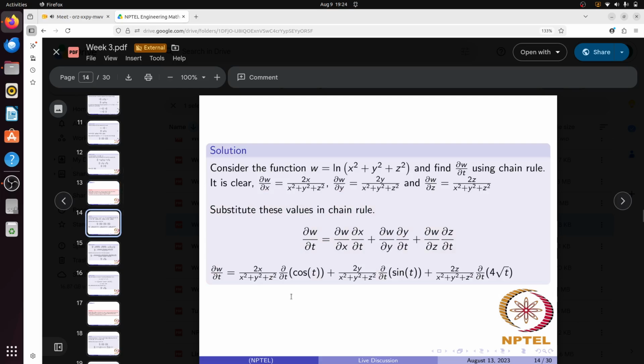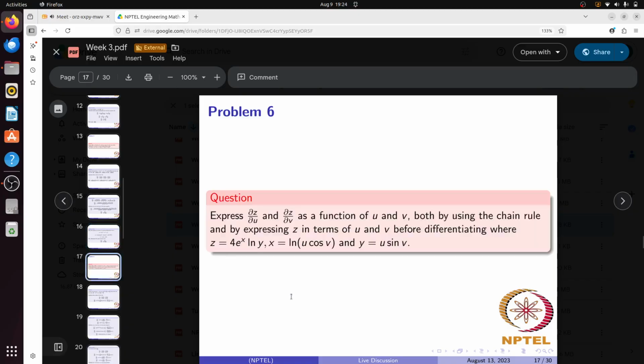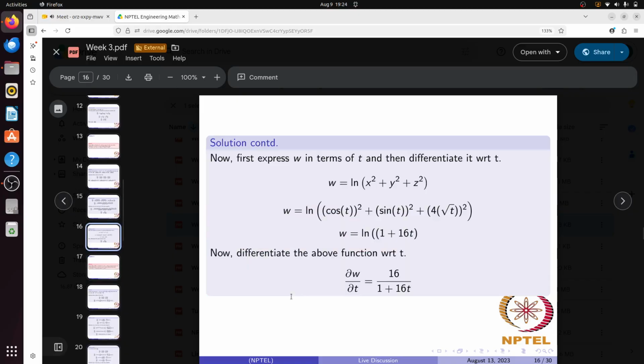Again the same chain rule thing will go on and on. Del w del t, del x del w del x, for 3 variables I have already discussed. I can skip this part. Final answer is 16 by 1 plus 16t.